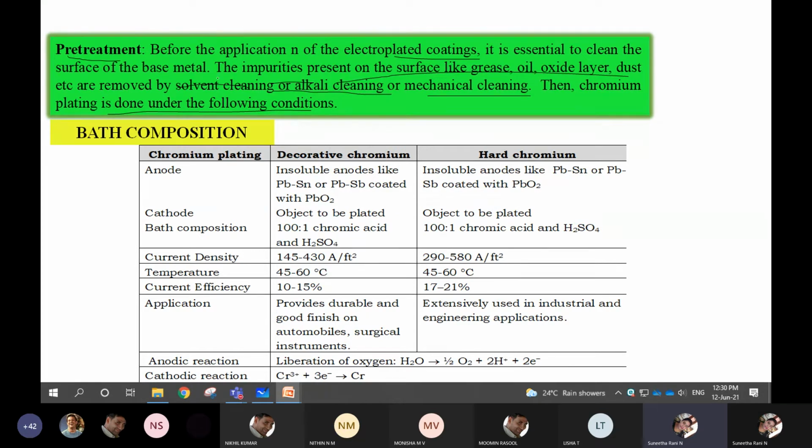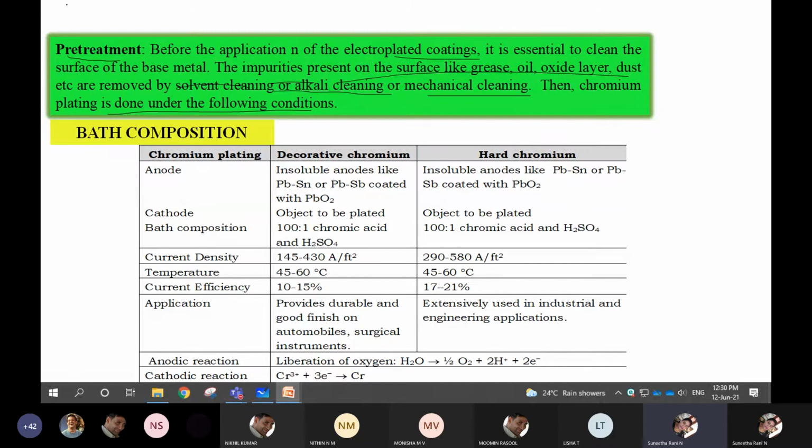Anyways, what are the pre-treatment processes? You can clean by using solvent. You can clean by using alkaline solutions, or you can clean mechanically. Mechanical means scratching, etching, or removing the dirt particles by hand or by using a brush. That is called mechanical cleaning. First, you clean the surface, set the surface for coating.